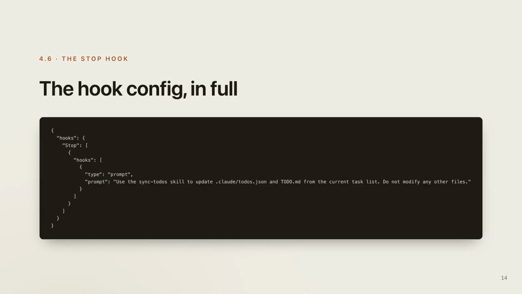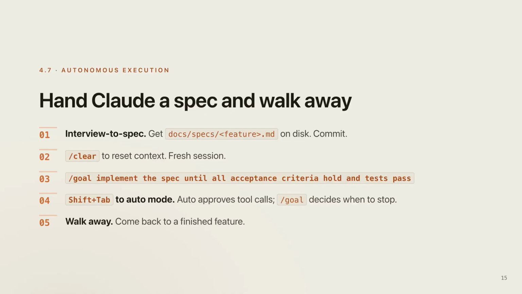This is just an example to show that you could keep them in sync. This is where the spec workflow earns its keep. With auto mode and /goal, you hand Claude a spec and walk away. The full flow for a real feature has 5 steps.